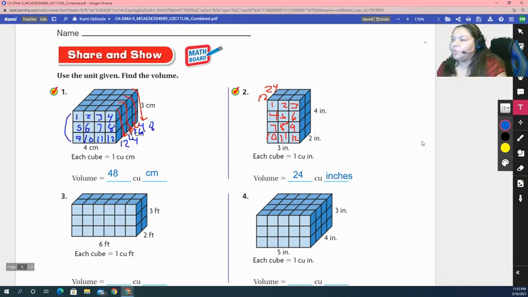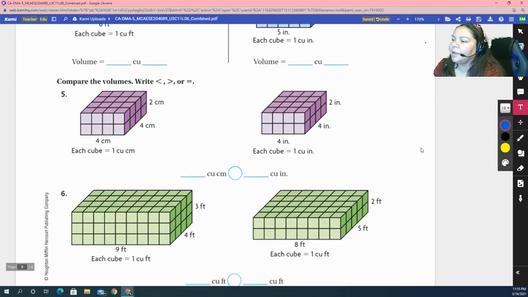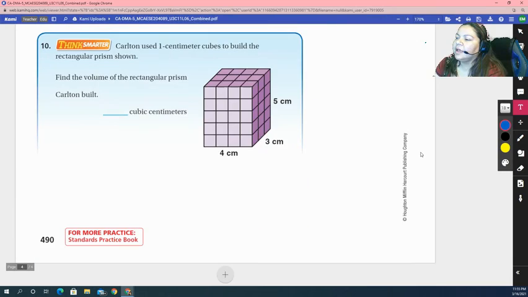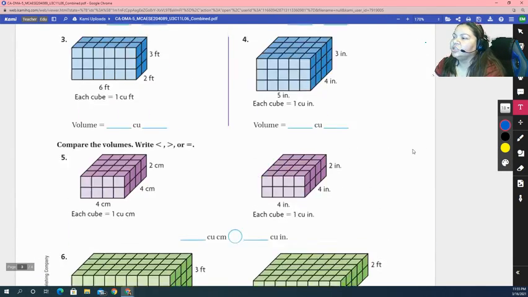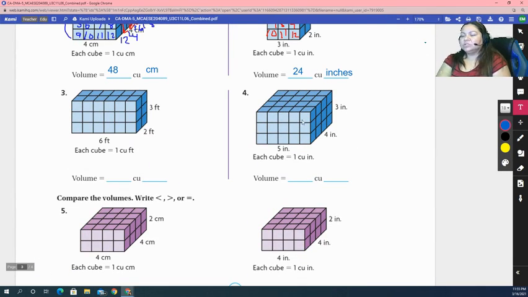Okay, so we just figured out what volume is. It's the space inside our shape, the volume inside our shape. You will have some more problems to practice, and we will continue learning about volume tomorrow, because it is very important that you understand how to do this. All right, so see you tomorrow.